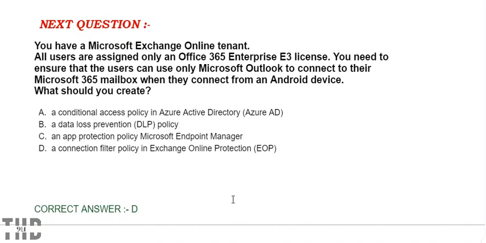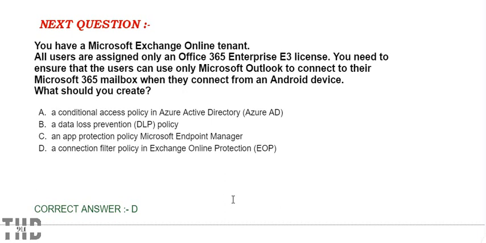Next, you have a Microsoft Exchange Online tenant. You have assigned the users only an Office 365 Enterprise E3 license. You need to ensure that the users can use only Microsoft Outlook to connect to their Microsoft 365 mailbox when they connect from an Android device. What should you create?